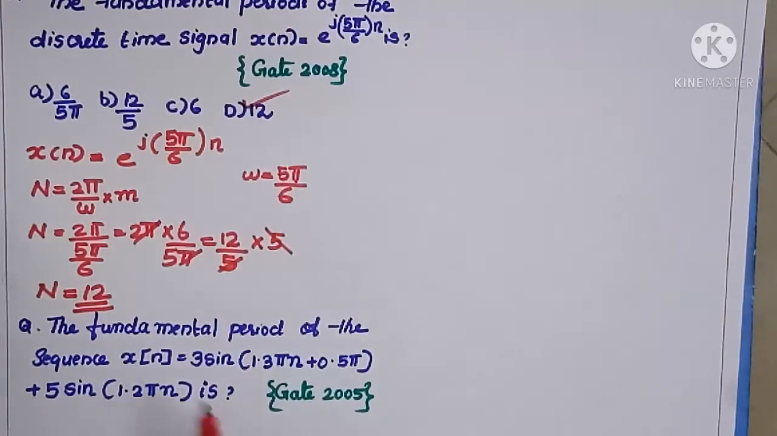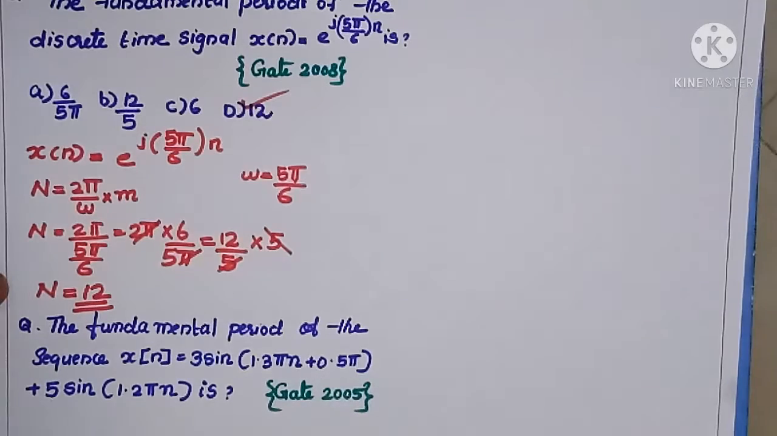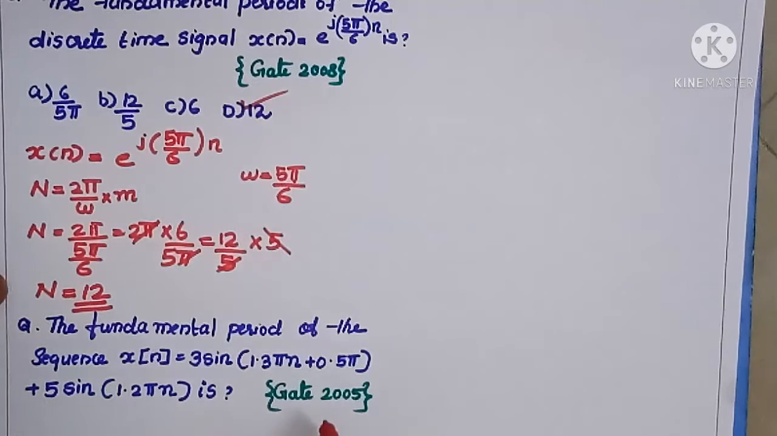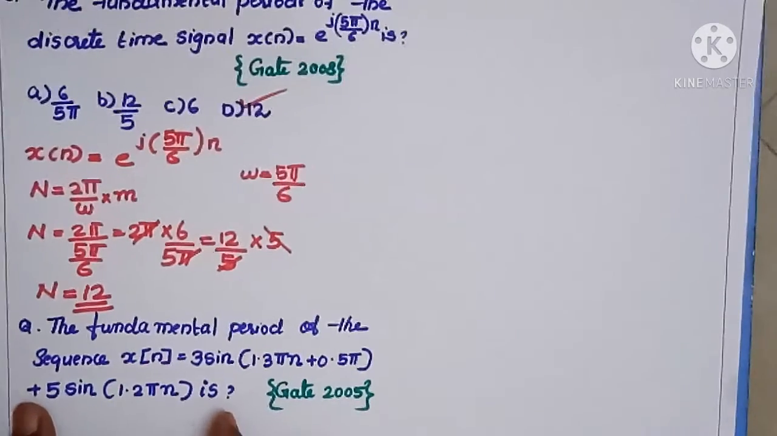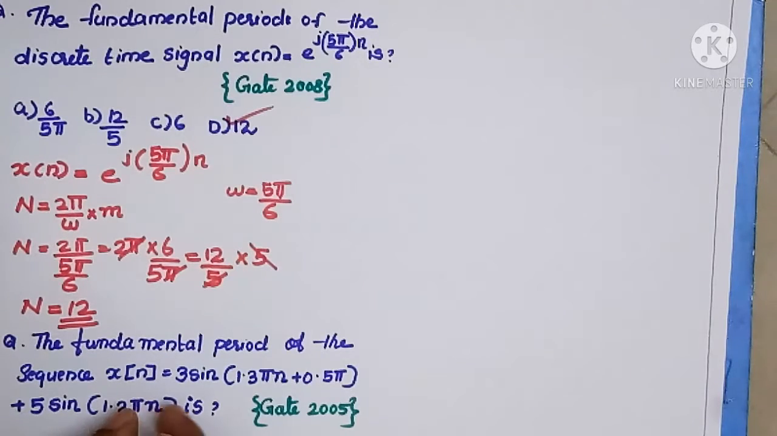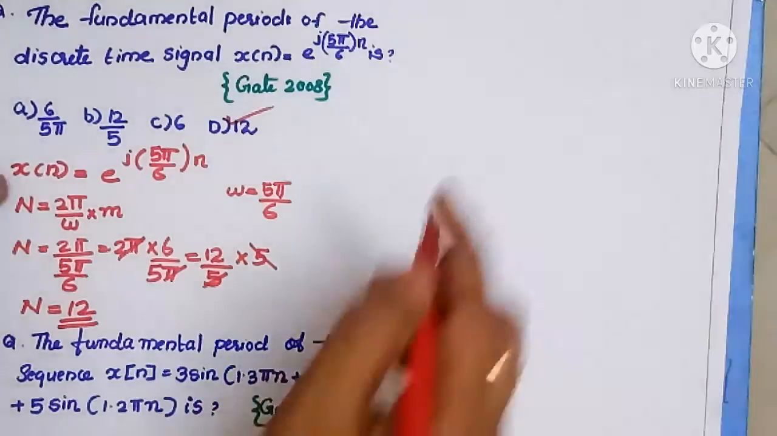Next question. The fundamental period of the sequence x of n equal to 3 sine of 1.3 pi n plus 0.5 pi plus 5 sine of 1.2 pi n is. It is also a previous year GATE question from 2005. First of all, we need to find the period of the signal. Here also it is the sum of two periodic signals, so we need to find N1 and N2.